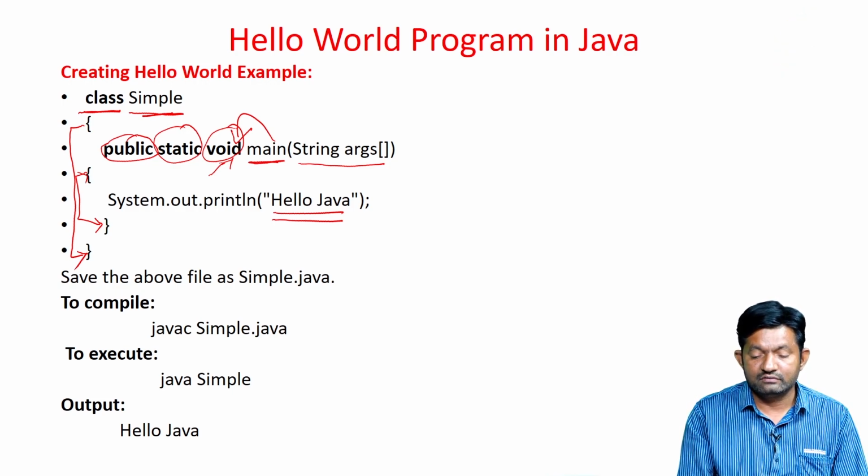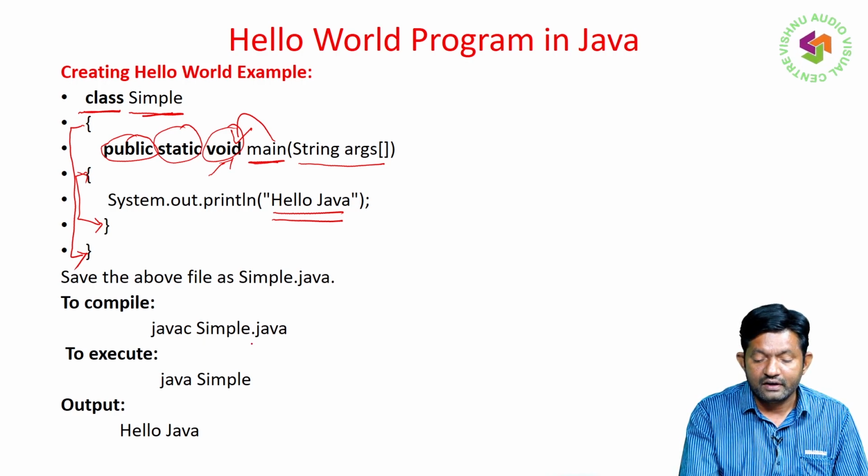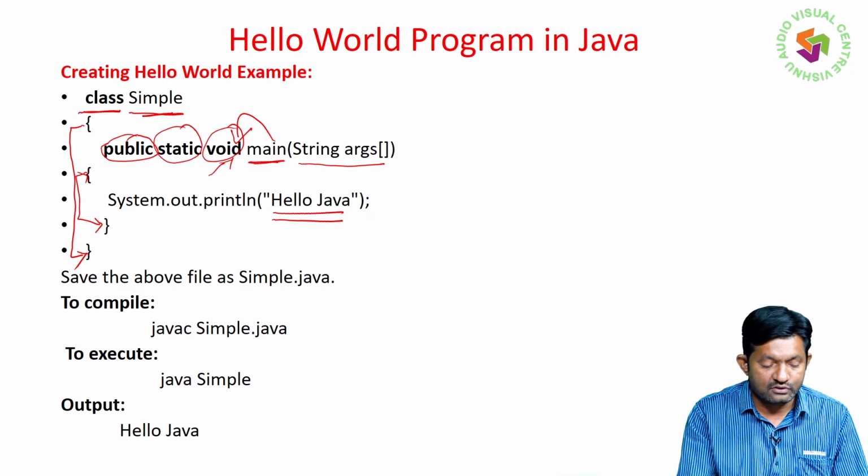Save the above code file as simple.java. To compile that, we have to use javac. Javac is the Java compiler, and the file name here is simple.java. To execute the above program, we have to use java simple. The output is hello Java.